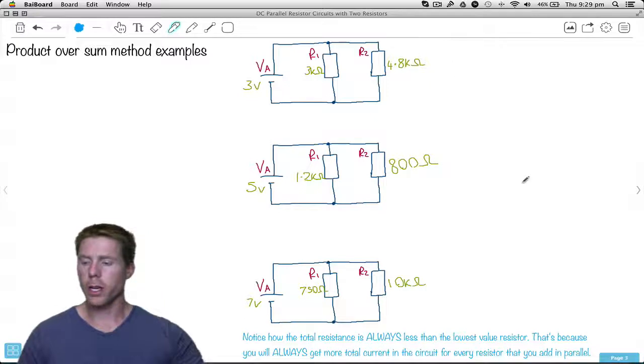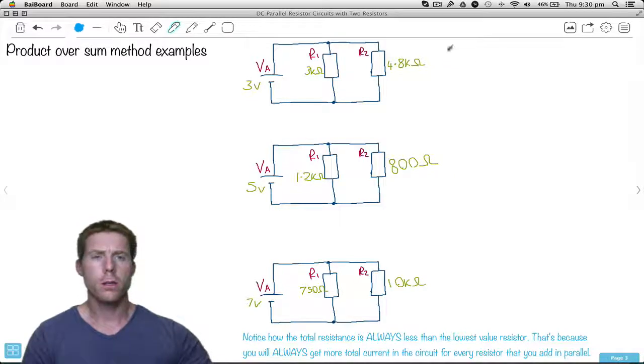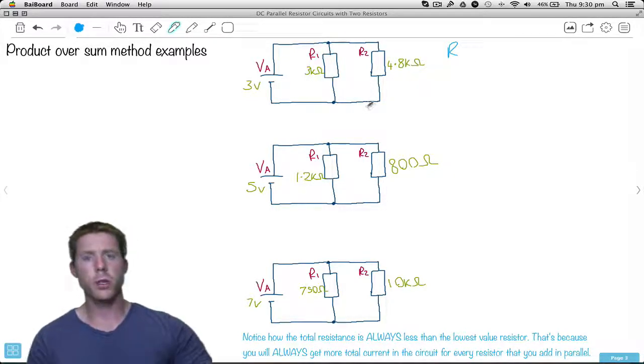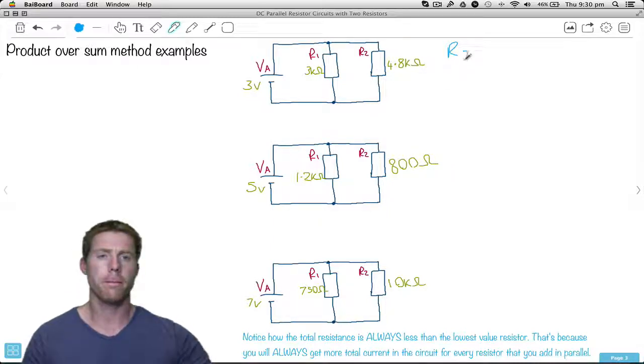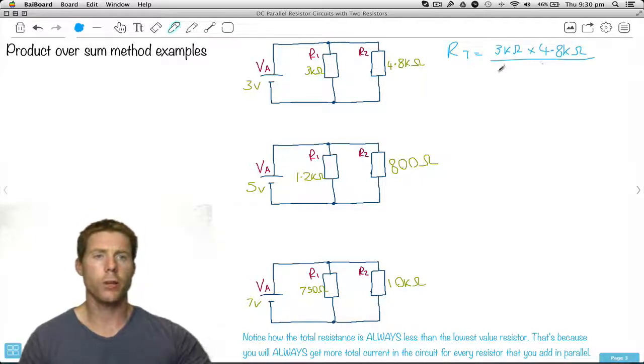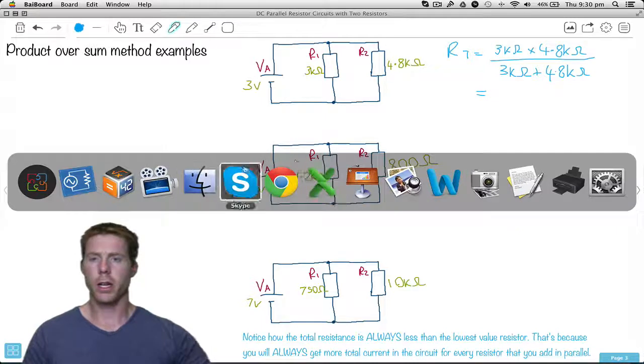Let's do some more calculations right here. So we'll first start with product over sum, and then we'll move on to some reciprocal. So we want to know these two resistors, if you were to replace it with one single resistor, what would that value be? So product over sum is 3K ohms multiplied by 4.8K ohms, and then over the sum, which is 3K ohms plus 4.8K ohms. Let's pull out our calculator.